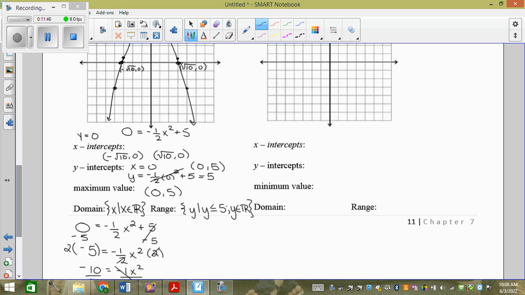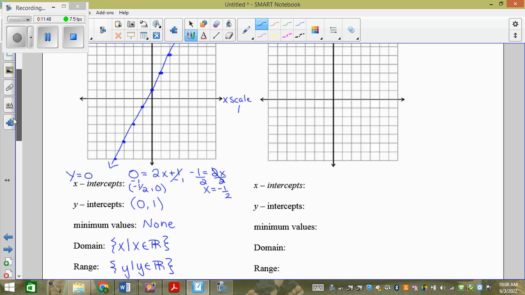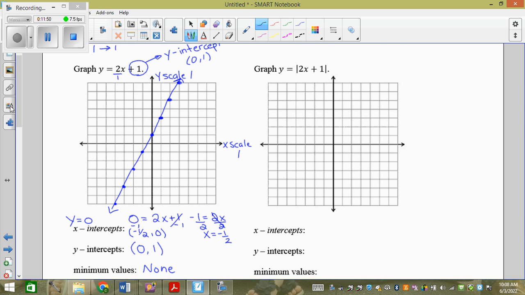Okay? So let's go back to the linear one here. So this one here, my mapping is going to be x, y becomes x, absolute value of y. Remember how the mapping for reciprocals was x, y becomes x, 1 over y? This is x, absolute value of y. So I can use any coordinate on there, and I can change it.